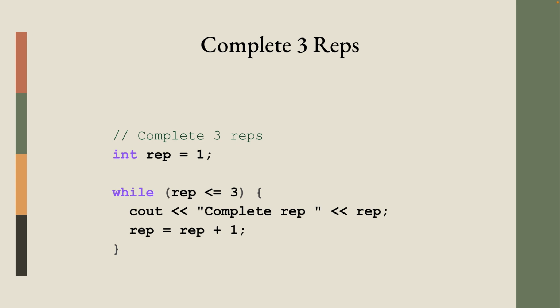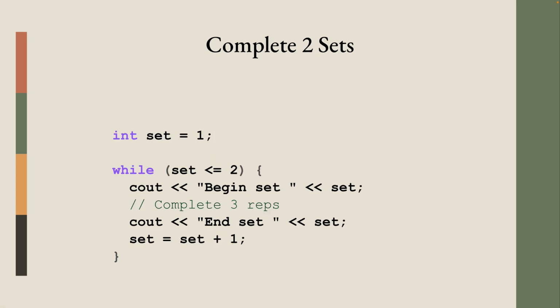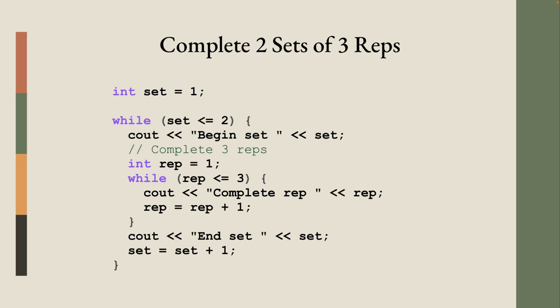Okay. So again, it's helpful to just put the comment here of what you're doing inside of this while loop. And so now we know the actual code that goes here. So this is what it looks like for complete 2 sets. And then the only thing we did was take our code from the previous slide and add it in here. Does everyone follow that? Okay. So everything else is the same. The first time, set is equal to 1. 1 is less than or equal to 2.